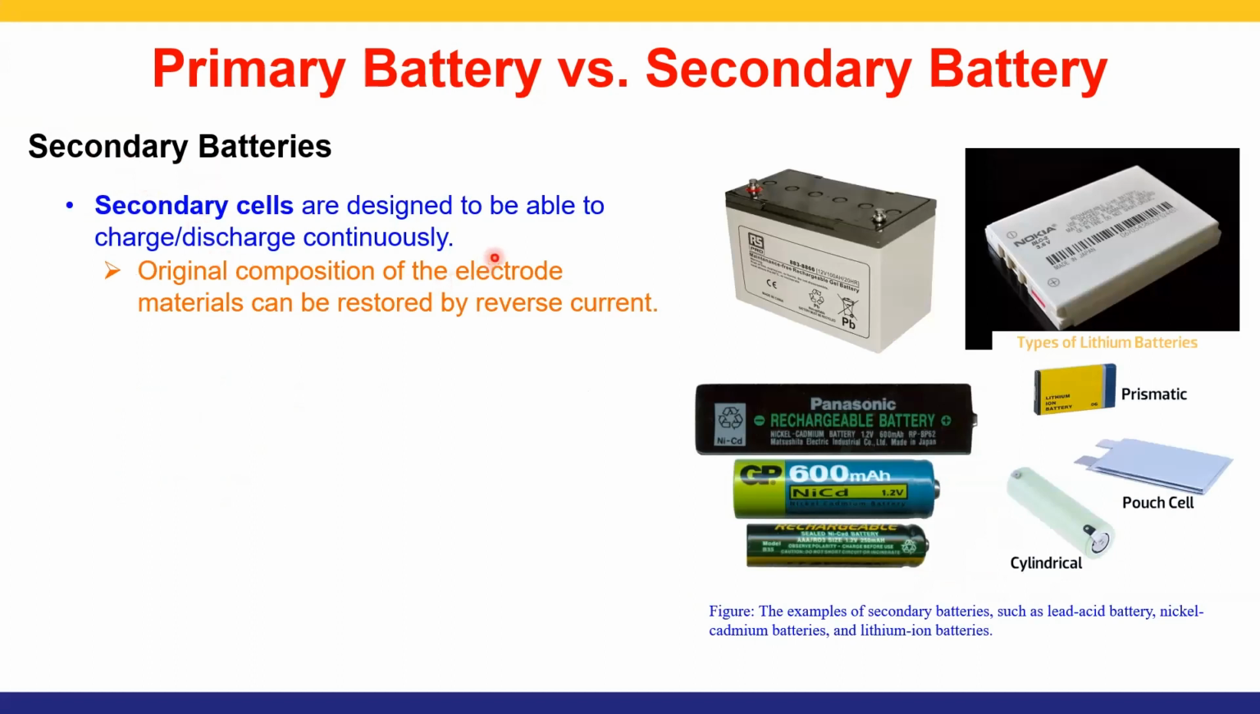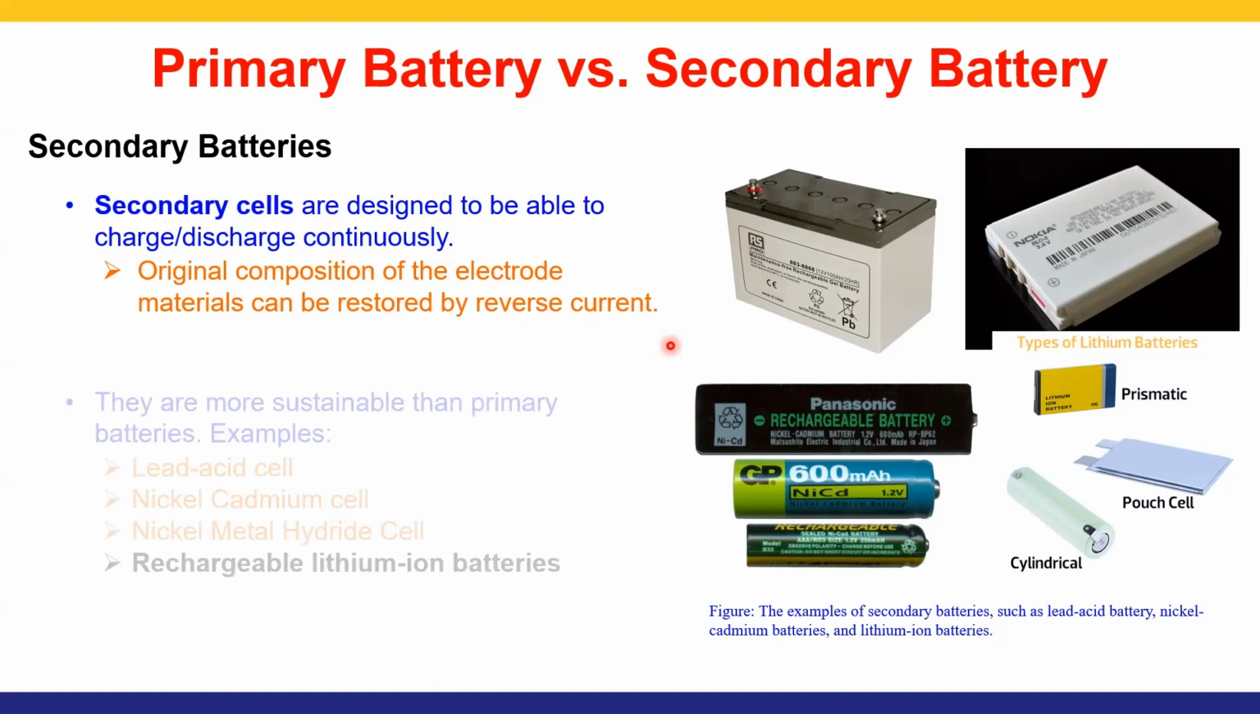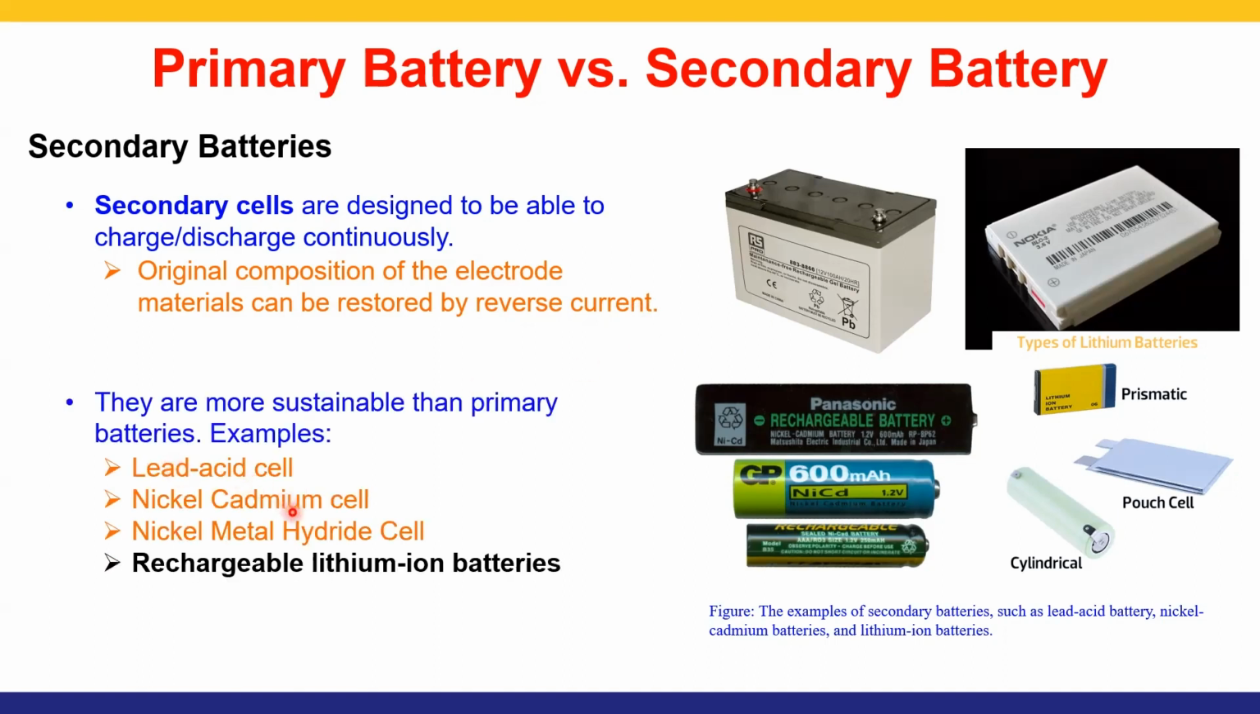Now we take a look at the secondary battery, which is designed to be able to charge and discharge continuously. The original composition of the electrode material can be restored by reverse current up to a certain number of cycles, before the side reactions become very significant and the secondary battery loses its reversibility. One of the famous examples is the lead acid battery, which comes in 2.1 volts in the unit cell. So it means that you can have a battery with an even number of volts. The most common are 2 volt, 6 volt, 12 volt, and 24 volts. The car lead acid battery is typically 12 volts.